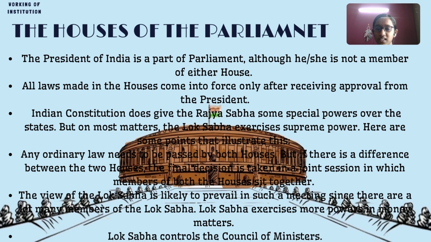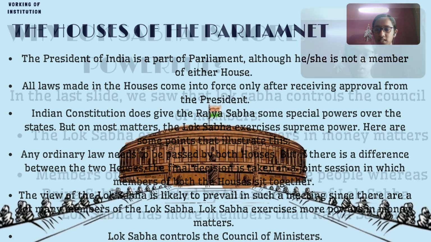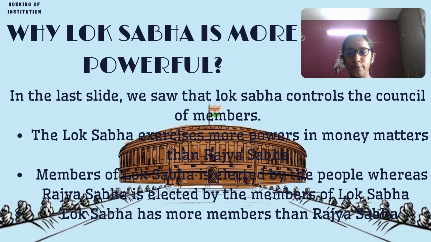The Lok Sabha exercises more powers in money matters. The Lok Sabha controls the Council of Ministers. Why is the Lok Sabha more powerful than the Rajya Sabha? In the last slide, we saw that the Lok Sabha controls the Council of Ministers. The Lok Sabha exercises more power in money matters than the Rajya Sabha. The Lok Sabha members are elected by the people, whereas the members of the Rajya Sabha are elected by the members of the Lok Sabha. The Lok Sabha has more members than the Rajya Sabha. Because of these reasons, Lok Sabha is more powerful.